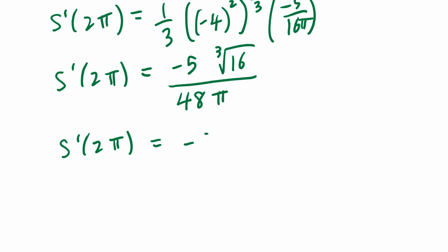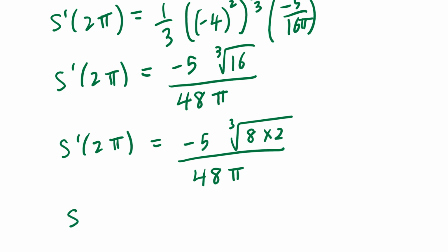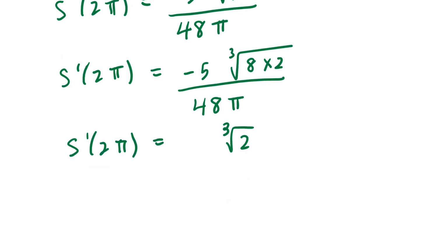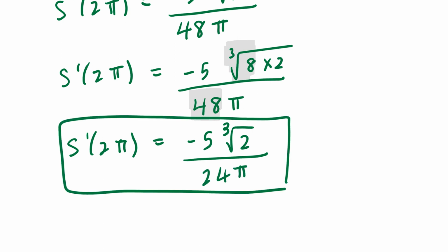Now, just in case you forgot about this, here's a refresher. If you think about the cube root of 16, that is the same as taking a perfect cube times a non-perfect cube. So for example, 8 times 2. And if you really look at it, here comes the final step. Are you ready? The cube root of 2, I'm going to copy as is. But if you look at this, and I'll highlight it for you, this is basically the cube root of 8, which is going to be 2. And 2 divided by 48 is going to be 1 over 24. So the final answer should be negative 5 times the cube root of 2 divided by 24 pi. I hope this makes sense.